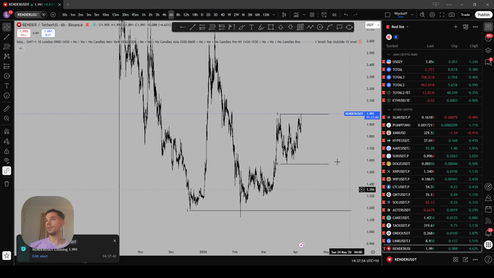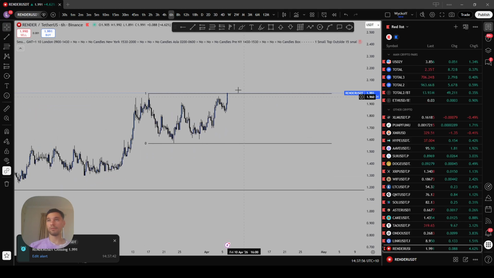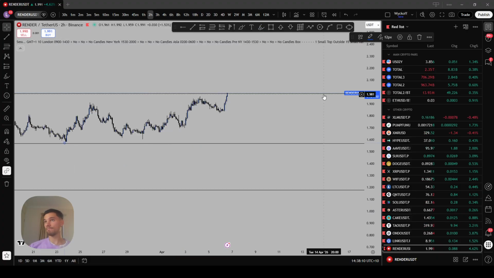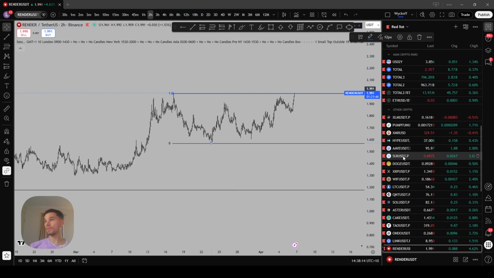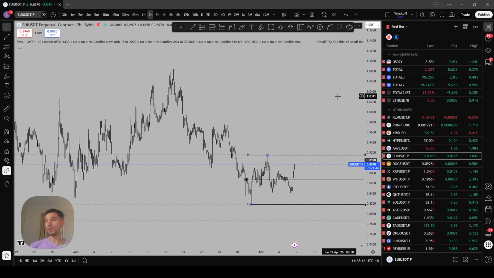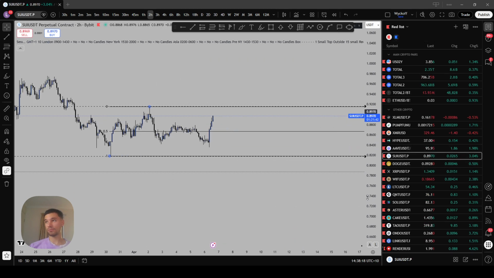And Render, okay, interesting. We're actively currently creating our second tap for this distribution, which you can already see really, really nice return to zone shaping up here. So far so good for Render. But yeah, Sui, that's all for now.